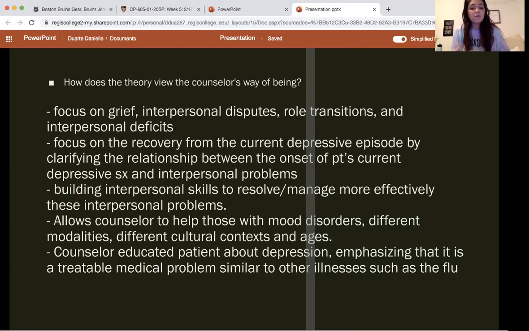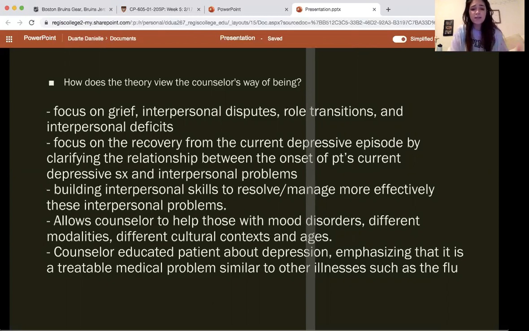This also focuses on the recovery from current depressive episodes, so whatever is currently precipitating their depressive symptoms, by clarifying the relationship between the onset of the patient's current depressive symptoms and their interpersonal problems. So, kind of like what's going on in their life right now that could be causing these feelings. It also builds on interpersonal skills to resolve and manage these interpersonal problems more effectively, coming up with different coping mechanisms and ways that you can express that frustration without damaging relationships or your own mental health.